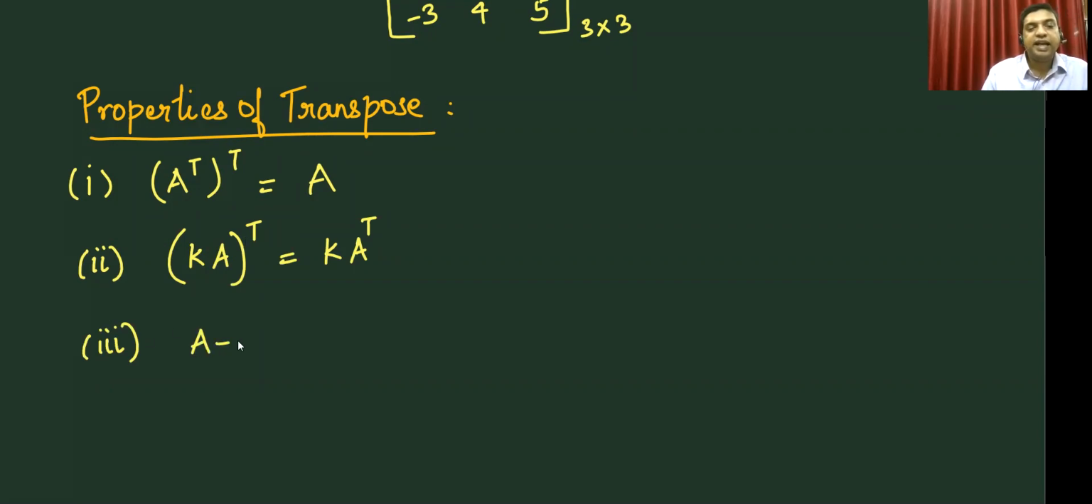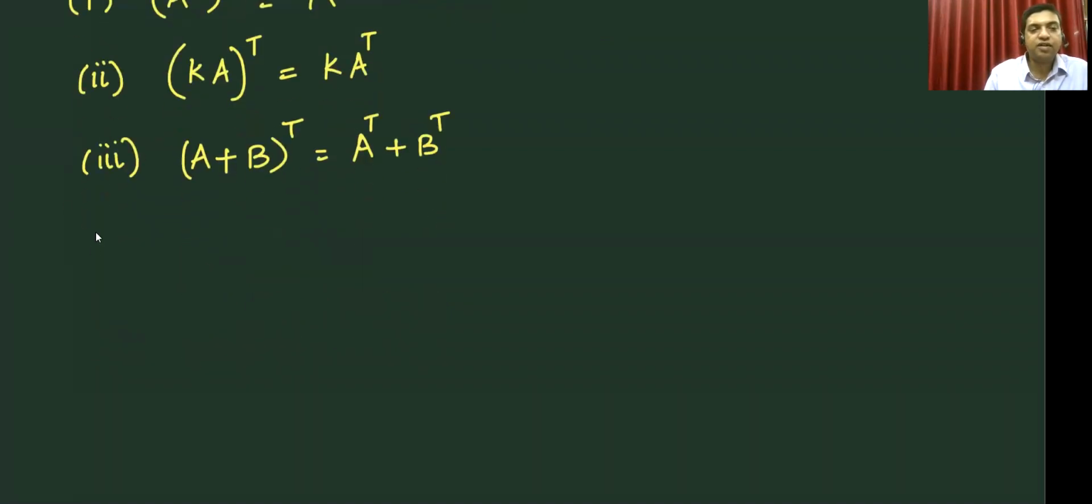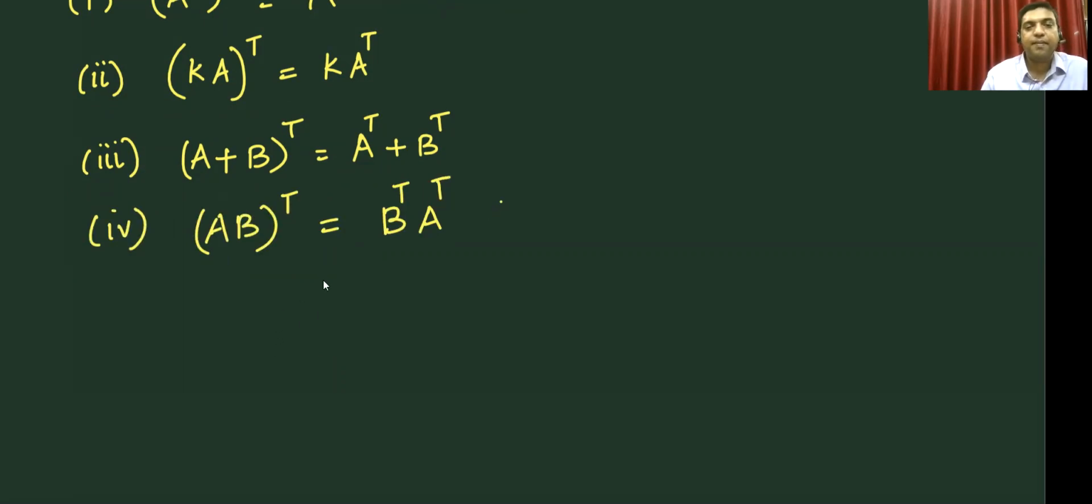Now, if there are two matrices, A plus B, the whole transpose, will be A transpose plus B transpose. However, very important: AB whole transpose will be the same as reversing the order, B transpose A transpose. Okay, this is a very important one. AB whole transpose is B transpose A transpose, not A transpose B transpose.